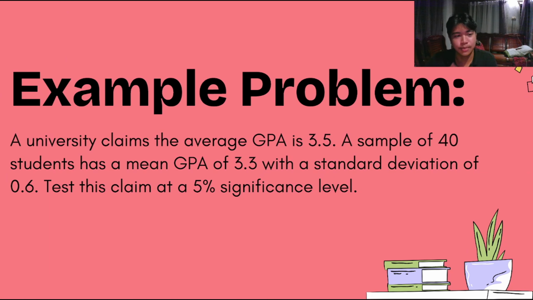Here we have an example problem. A university claims that the average GPA is 3.5. A sample of 40 students has a mean GPA of 3.3 with a standard deviation of 0.6. Test this claim at a 5% significance level.